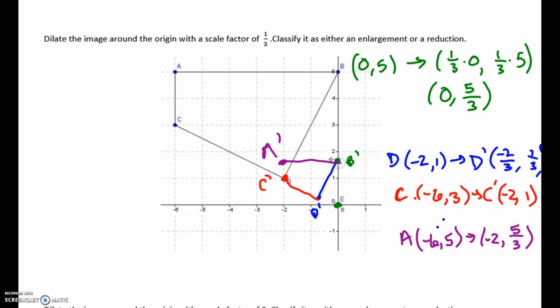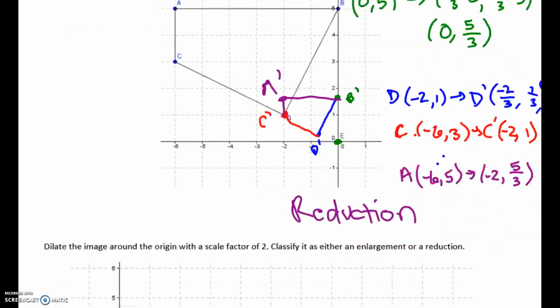So do you see now, oof, I'm connecting these poorly. Now we end up with a much smaller figure, right? It's definitely a reduction, okay? And with a scale factor of 1/3.